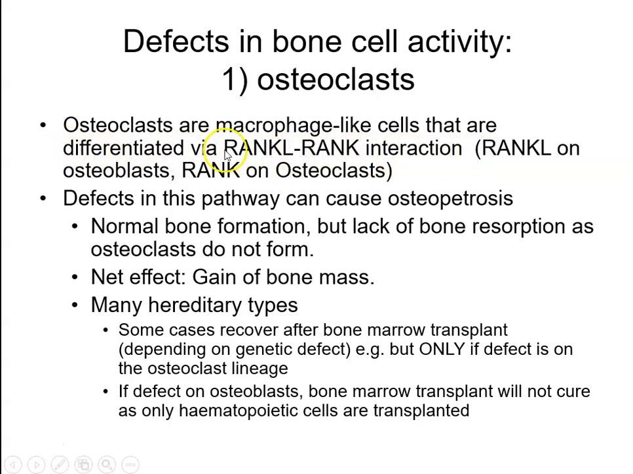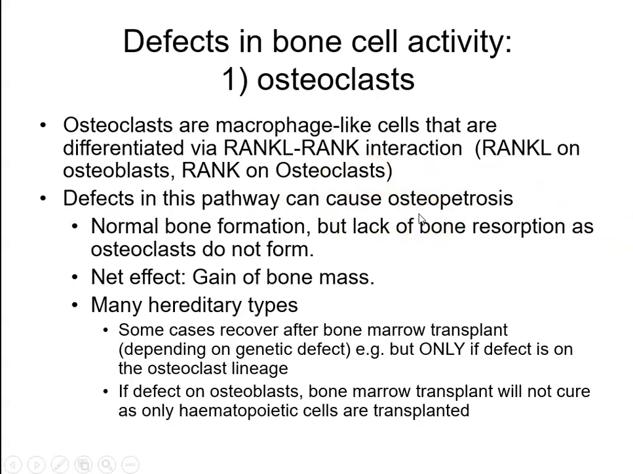RANK is just a receptor activator of NF-kappa B. RANK ligand is the ligand for receptor activator of NF-kappa B. And RANK ligand is on your osteoblasts and your stromal cells. RANK is on the osteoclasts. So if this pathway is defective, you can get a disease called osteopetrosis.